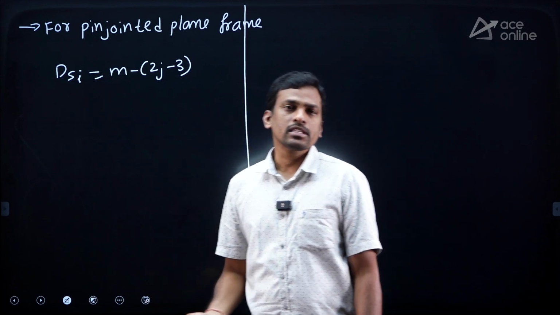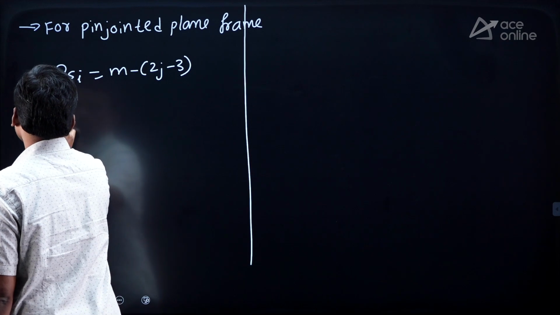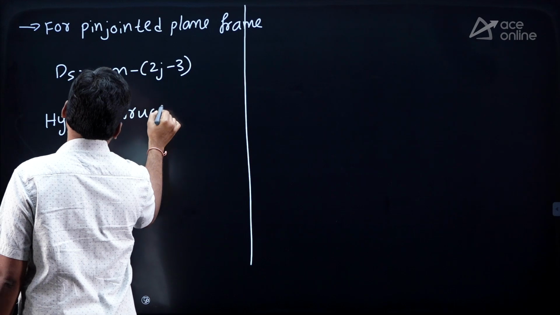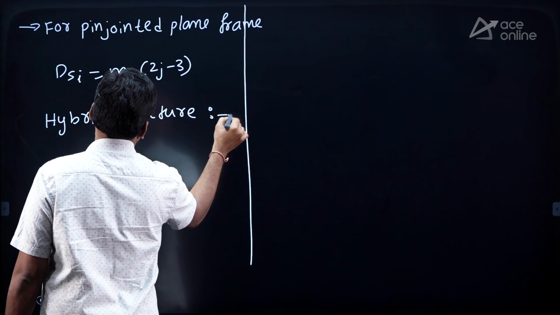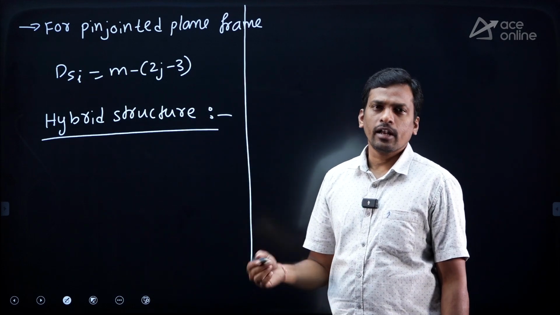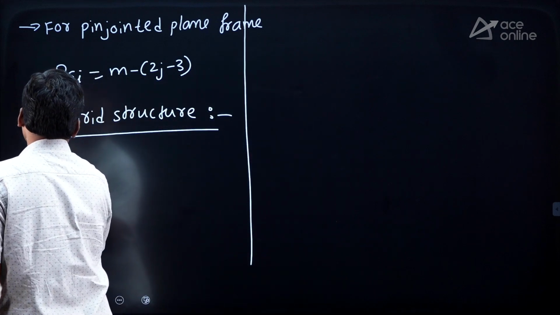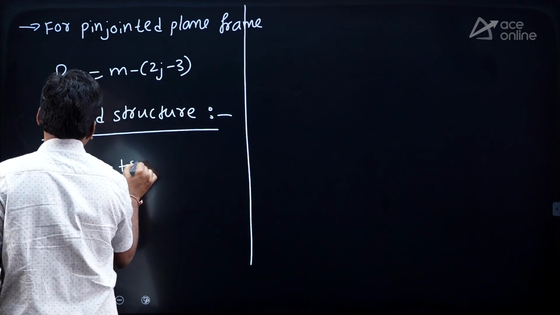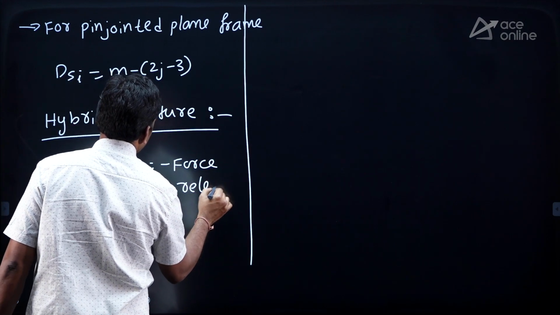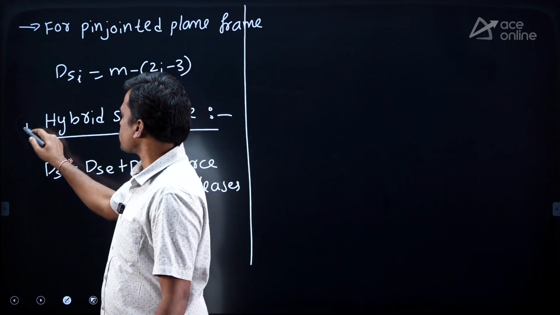And what is the static indeterminacy formula for hybrid structure? What is hybrid structure? Combination of rigid and pin joints, right? So what is the general formula? Dse plus Dsi minus force releases. So this is the formula, right, to find the static indeterminacy for hybrid structure.